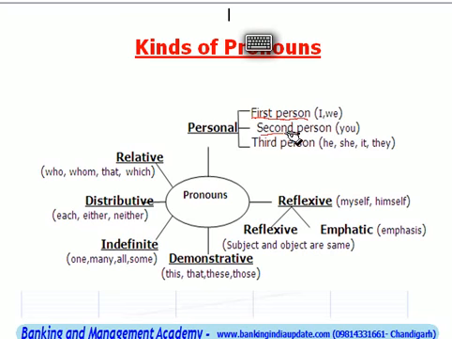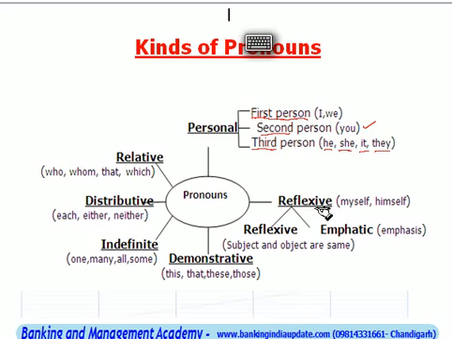Second person denotes the person who is being talked to, that is you. Third person denotes the person we are talking about. That includes he, she, it, and they.